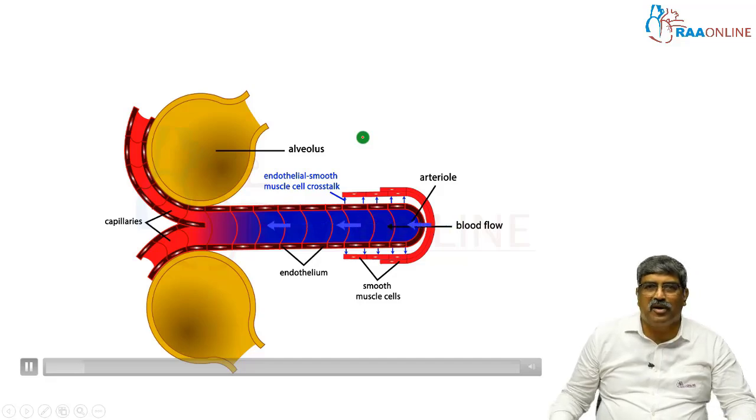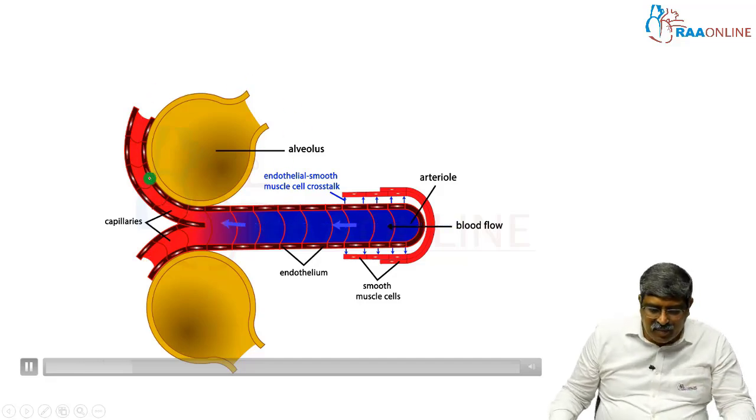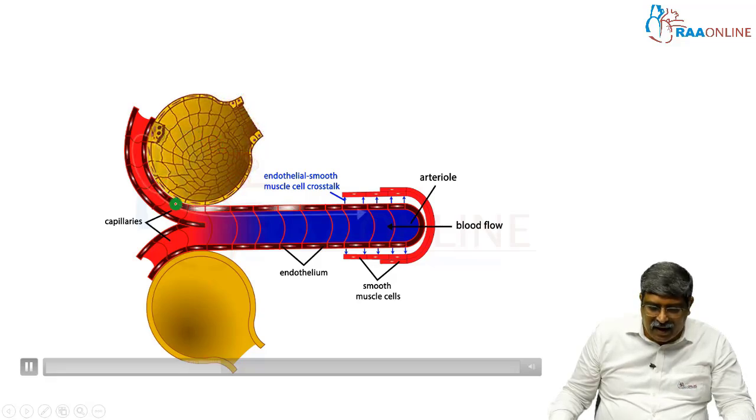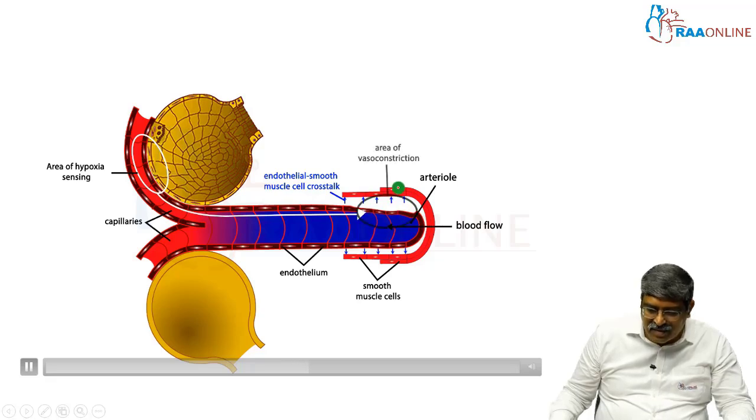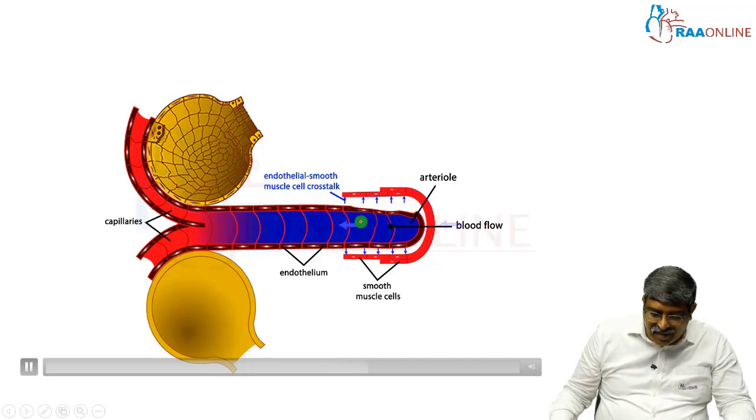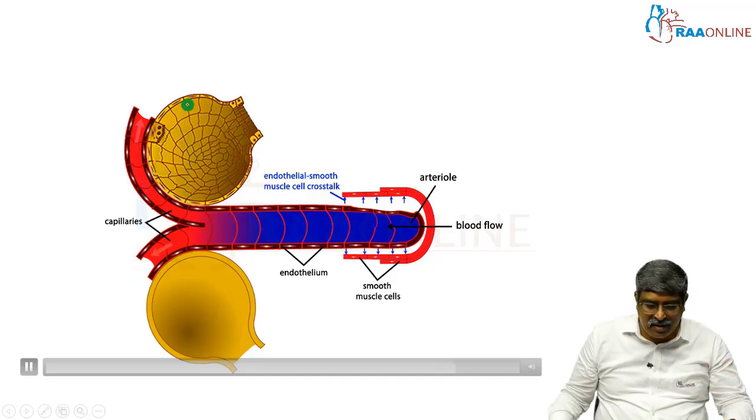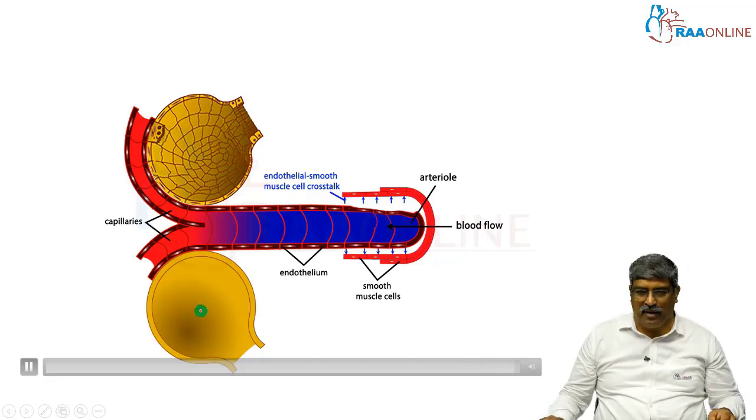Now coming to hypoxic pulmonary vasoconstriction. This is the hypoxic alveoli and this is the normal alveoli. Because of hypoxia, there is a signal which enters in and this signal goes into the vasculature. There is an endothelial smooth muscle crosstalk and this signal helps in the pulmonary vasoconstriction. As this vasoconstriction happens, the blood is diverted away from the hypoxic alveoli to the normal alveoli. That is how HPV happens. Because there is hypoxia, no blood flow goes there. All the blood is diverted towards the normal alveoli.